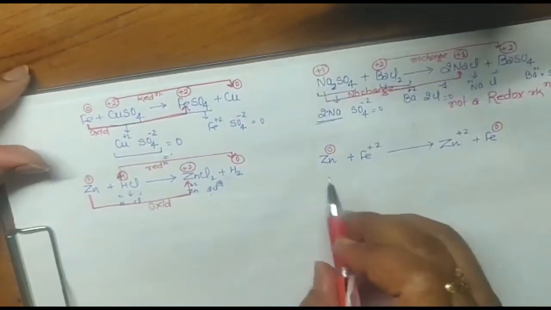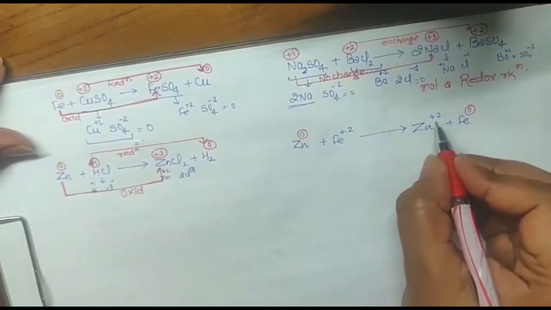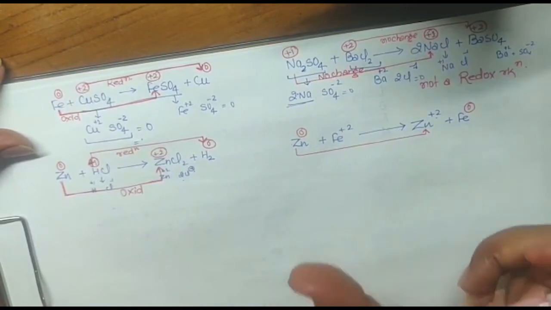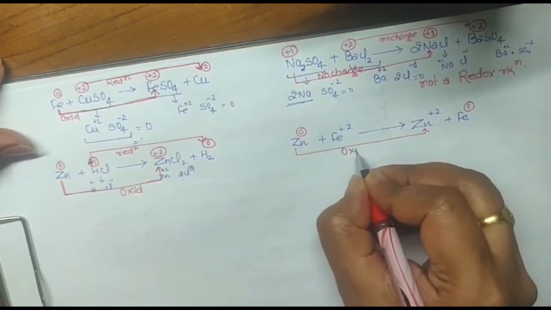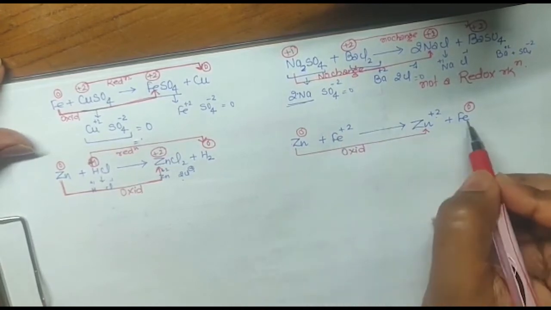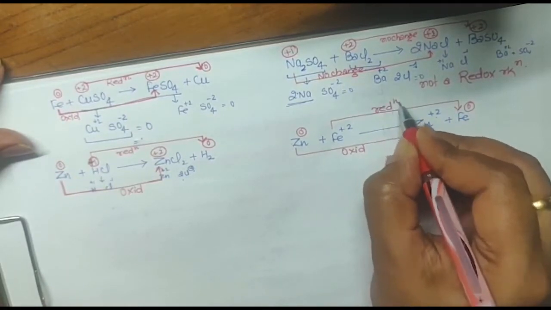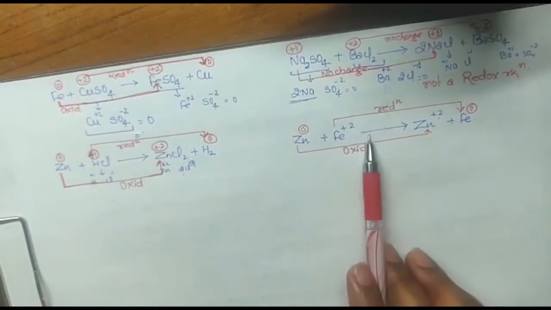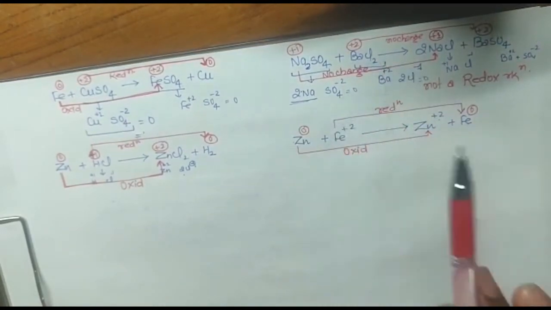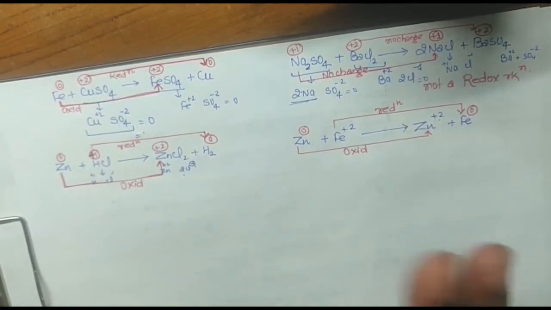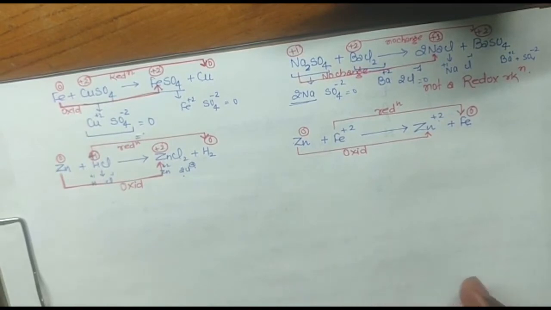Done? Similarly, in this case, Zn 0 and Zn plus 2. What is happening here? Positive charge is increasing, so it is oxidation. And in this example, Fe plus 2 to Fe 0. Positive charge is decreasing, so this is reduction. So out of 4 examples, these 3 are redox examples, but this one is not a redox example. Got it? Clear? After this I'm giving you a few questions, you are supposed to find the oxidation and reduction in them. Okay, so let me write the equations.